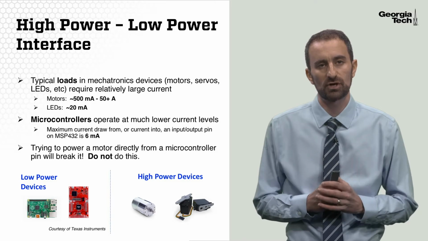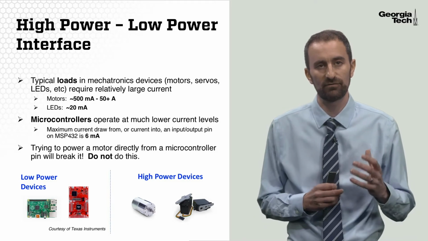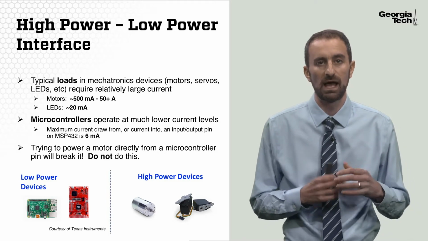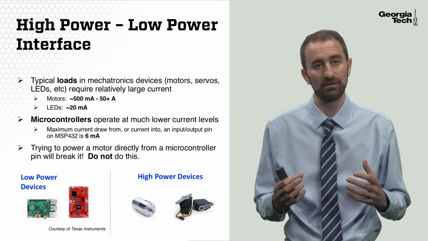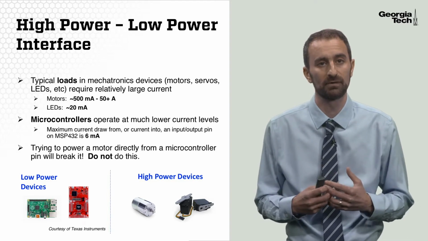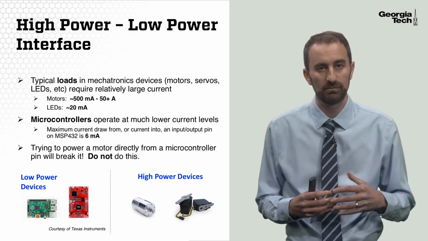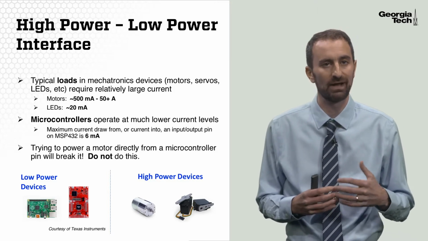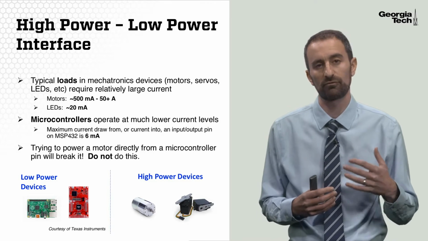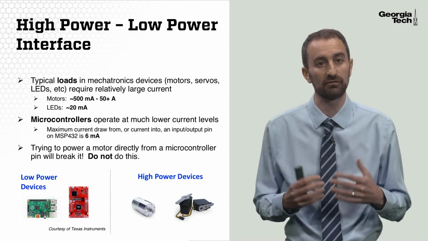When we think about mechatronic devices, it's important to understand the difference between high power elements and low power elements and how they interface together. A typical load in a mechatronic device would be something like a motor, a servo, an LED, or something like that which requires relatively large currents. We call these things loads.